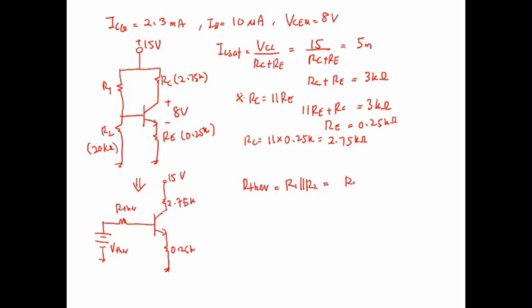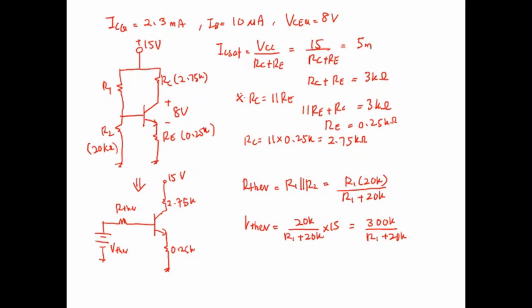So R1 times R2, 20k, over R1 plus R2. For the V Thevenin, the equation is voltage division at R2. So this is 20k over R1 plus 20k times 15. So here you get 300k over R1 plus 20k. So this is the equation.